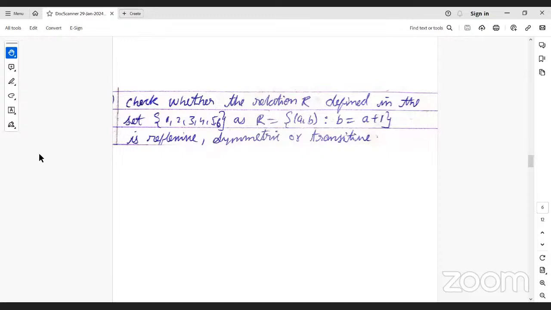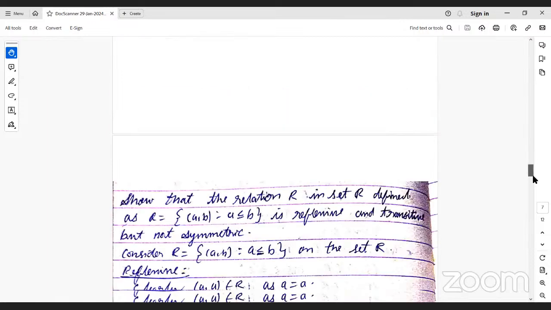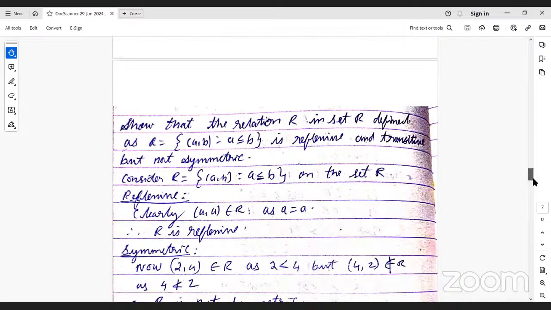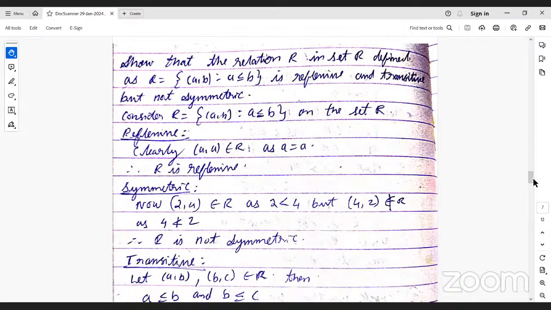Okay. Next, we will discuss one more question on inequality. In the last case, we discussed a less than or equal to b square. Now, similarly, here we have a question on a less than or equal to b. Again, the given question is defined on the set of real numbers only.